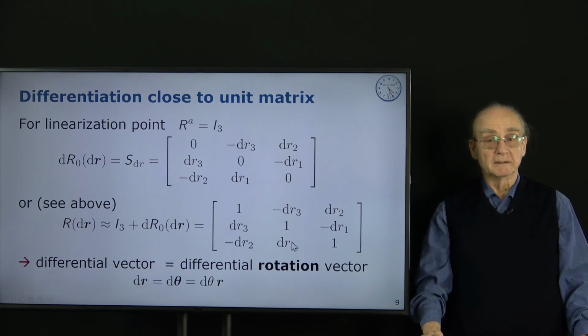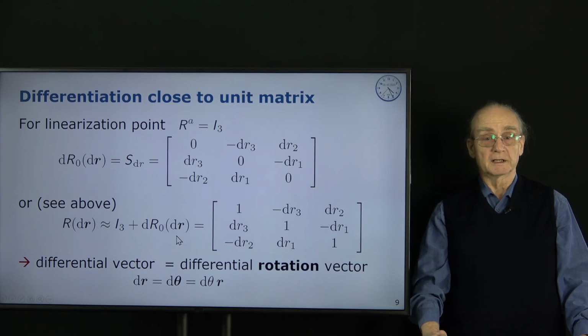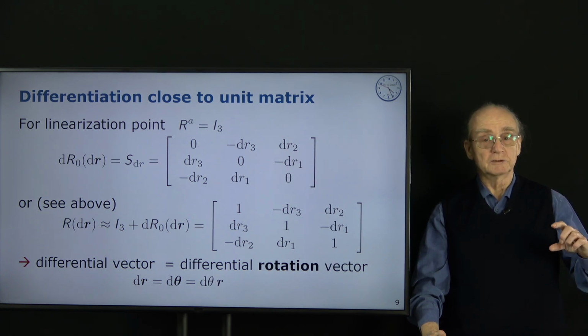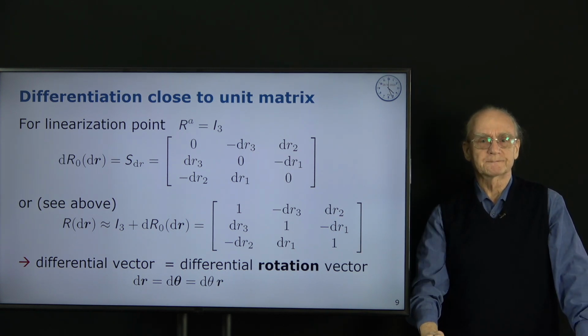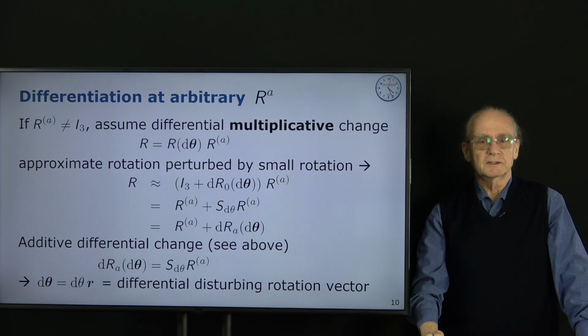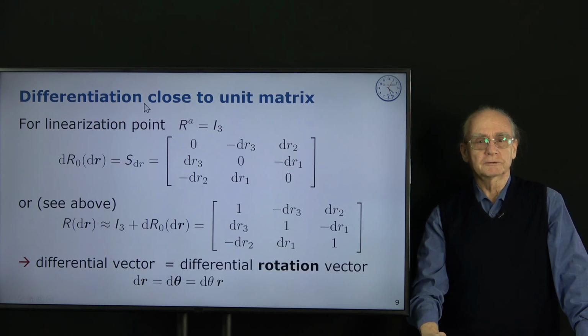Now, what does that mean? That means that the elements in this matrix, the elements dr1, dr2, dr3, collected in this vector, actually are a differential rotation vector. So the dr actually is a d theta, or a rotation vector normalized, a rotation direction normalized, multiplied with a differential angle. Okay, this was the differentiation close to a unit matrix.